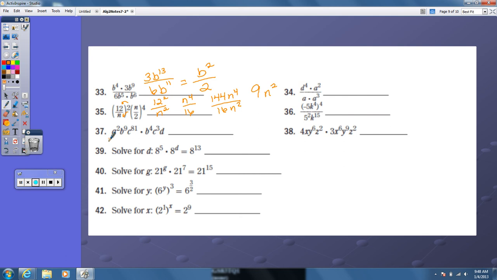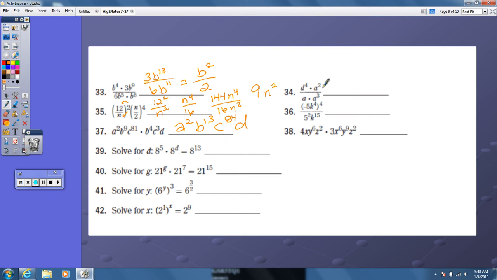Okay, here I have lots of adding. Nothing to add with the a, so I have a squared. b ends up to the 13th power. c ends up to the 81 plus 3, 84th power, and I have 1d left over, so that's a doozy here.